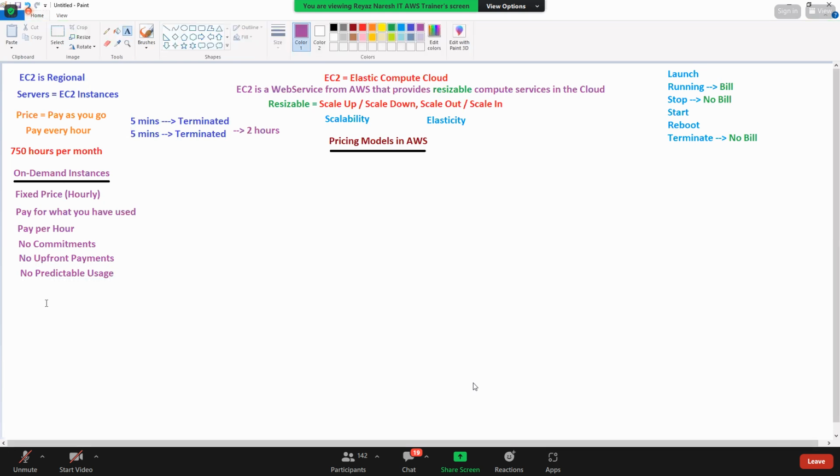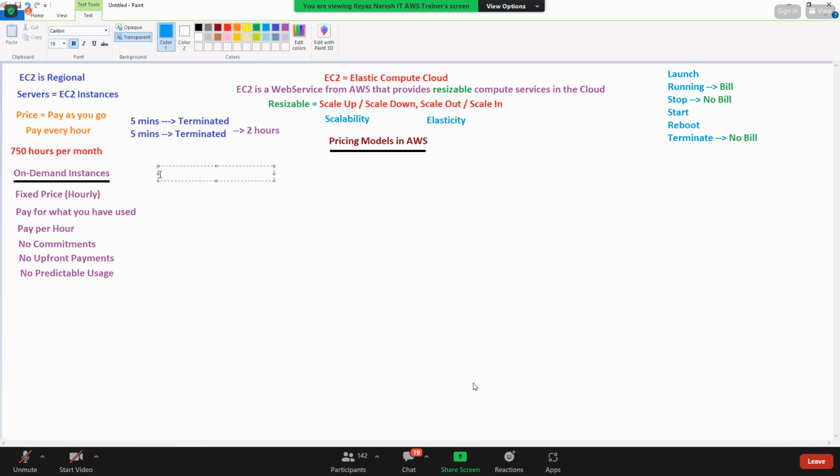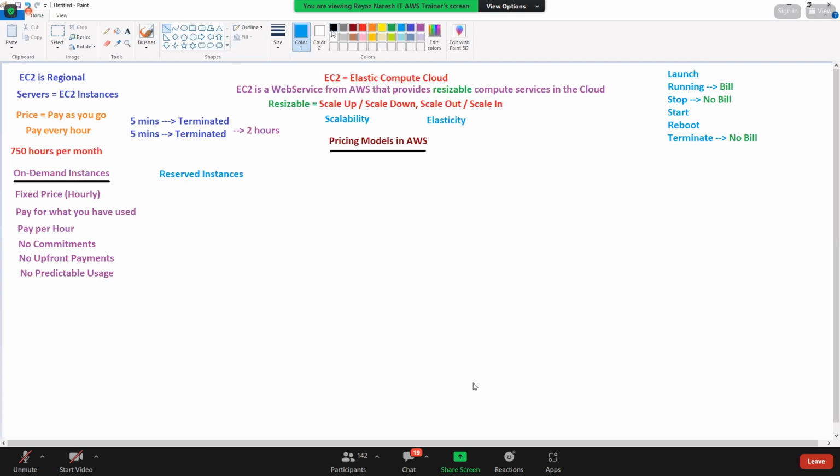Okay? You understood what is on demand? So if you have a requirement, go ahead, use it, pay it. Now, we have another type of pricing model, which is called reserved instances. What is that? Say that, guys. Reserved instances. First one is on demand and second one is reserved instances.